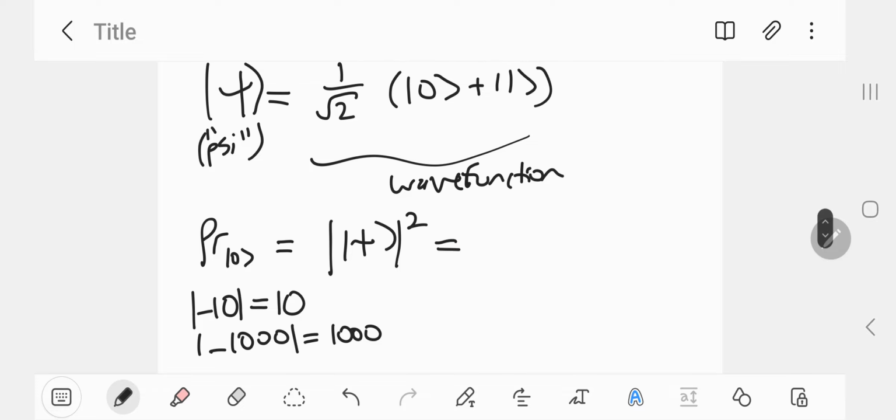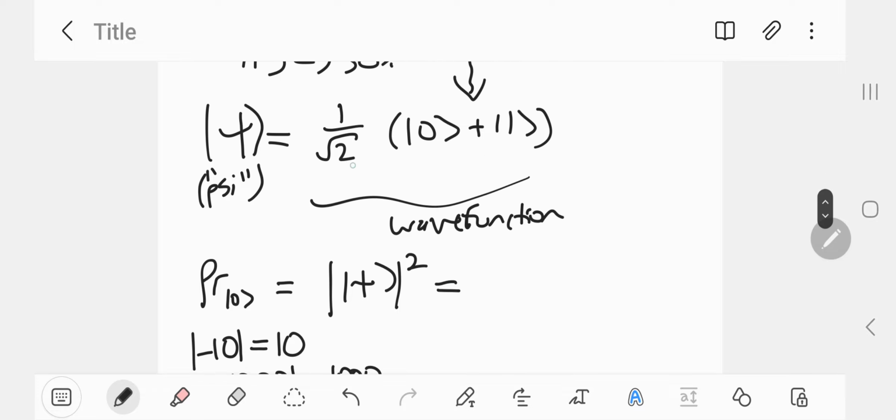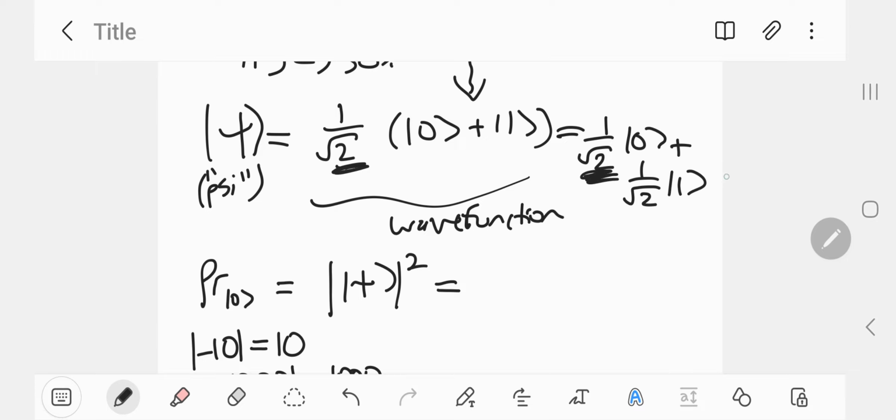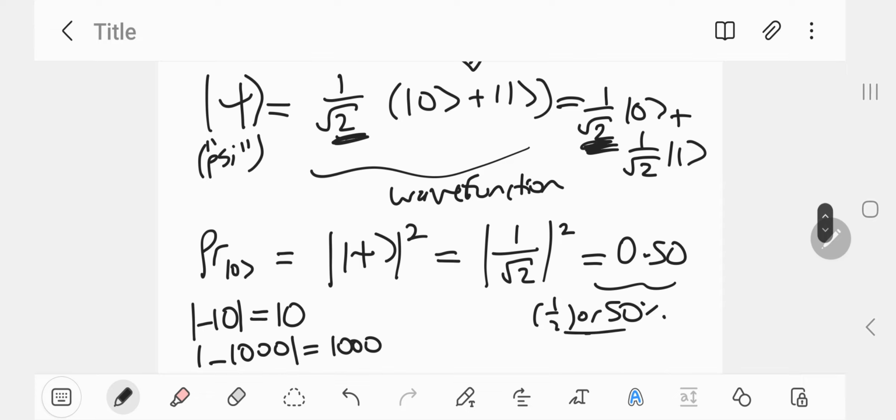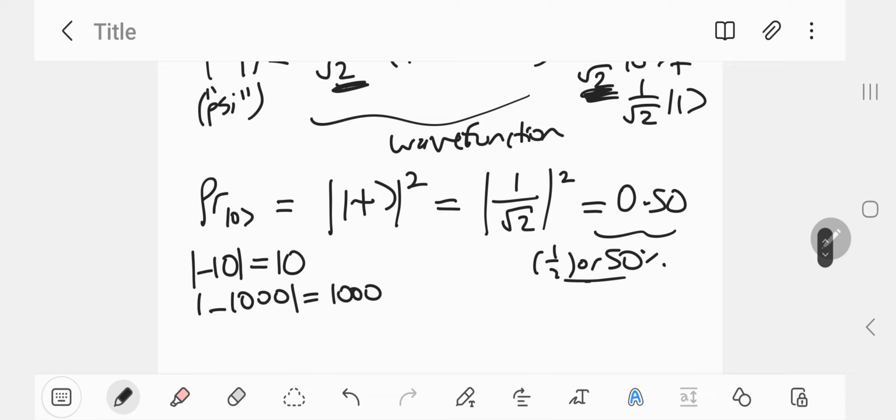So the coefficient of the spin down state is just 1 on root 2, because if you expand this, you will get this. The coefficient, the number in front of the spin down state, is 1 on root 2. So it's the absolute value of 1 on root 2, squared. If you punch that into a calculator, you'll get 0.50. That's 50% or a half. So there you go, the maths works that way. 50% chance of finding the electron in the spin down state.